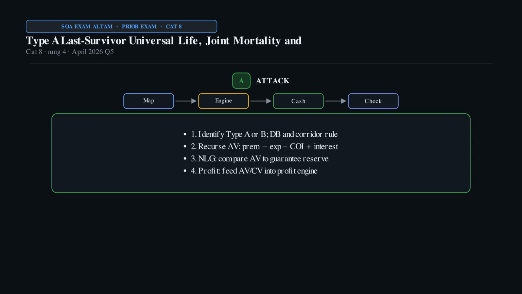Step 1. Identify type A or B, DB, and corridor rule. Step 2. Recurse AV, prem minus EXP minus COI plus interest. Step 3. NLG, compare AV to guarantee reserve. Step 4. Profit, feed AV/CV into profit engine.